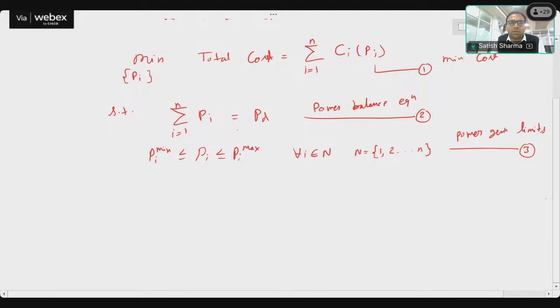this equation number 2 is linear itself, because if I have to write it down for, let's say, 2 or 3 generators, this entire part can be written like P1 plus P2 plus P3 equals some demand. And this is a linear equation. So equation 2 is very much linear. If I talk about equation number 3, we are writing that P1 is less than, let's say, 100 megawatt and more than 20 megawatt or something like this. So yes, equation number 3 is also linear.